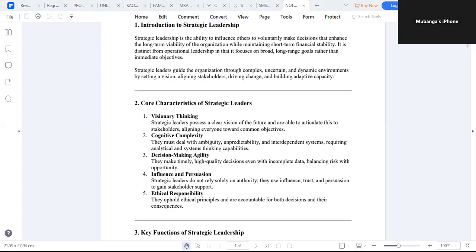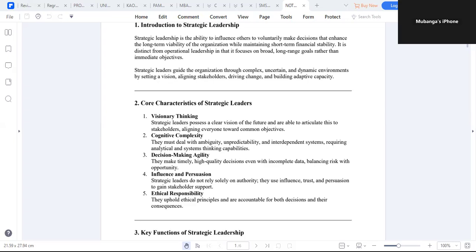So they ensure that they align organizational activities. They also allocate resources appropriately and also direct stakeholder efforts towards a common long-term objective. So their visionary thinking enables them to inspire others, to motivate others, and to create that sense of purpose and direction. So they are visionary.